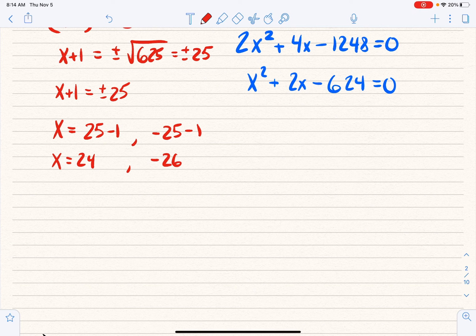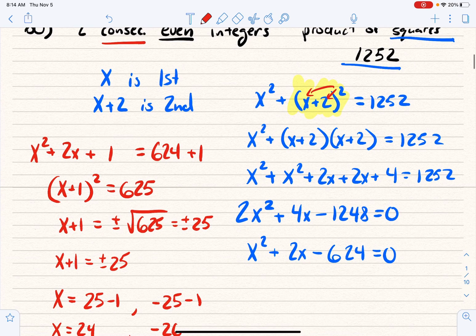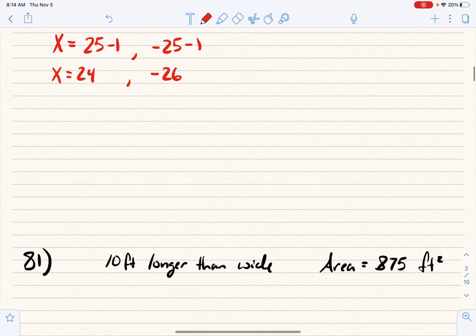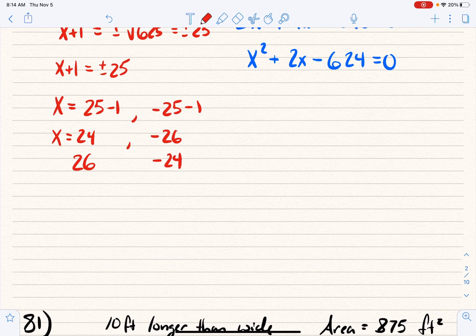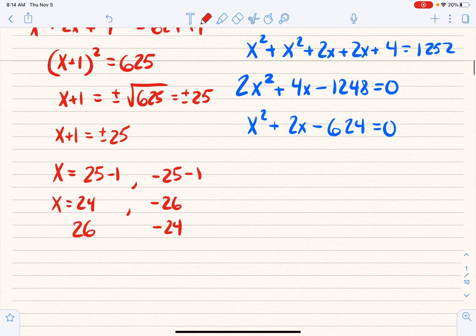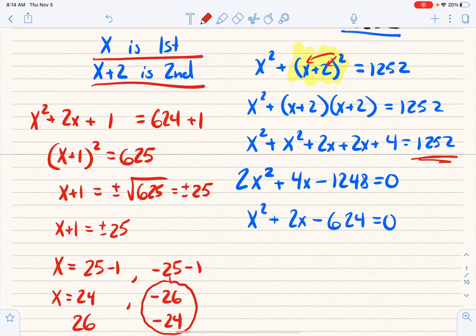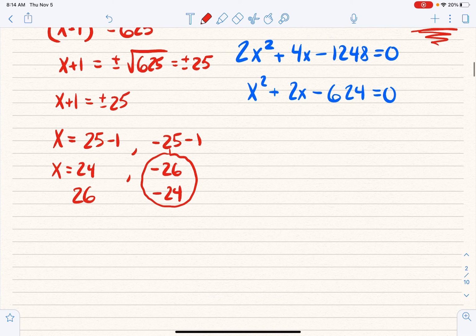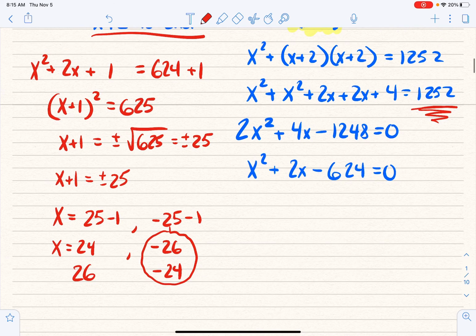All right, now that's just my first value. It said I need to come up with both values. So x is the first and x plus 2 is the second. So that would mean that my values are 24 and 26, or negative 26 and negative 24. Okay, and why did I get two different sets of values? Well, because when I square it, these negatives would become positive, and so they could still sum to 1252. And they're consecutive even integers. All right, so hopefully this made sense to you. You could square 24 and you could square 26, add them together, and you're going to get 1252.